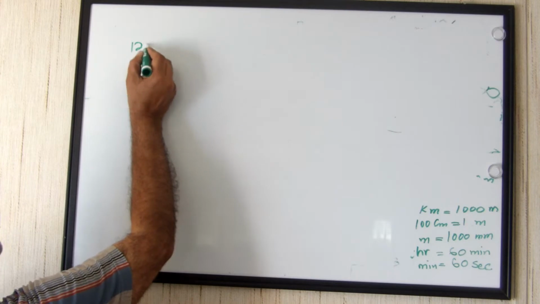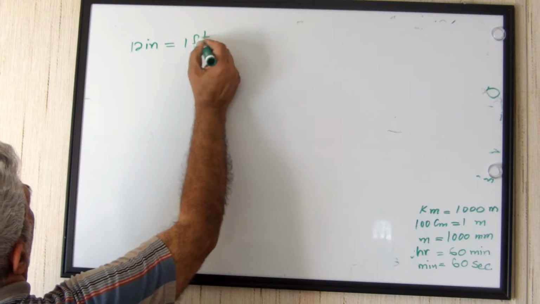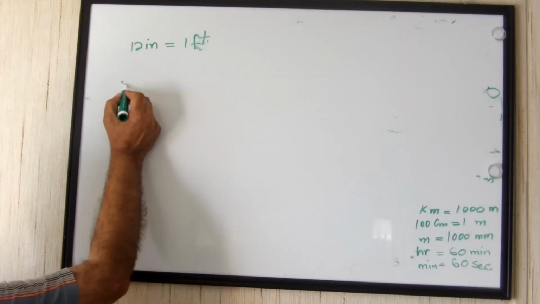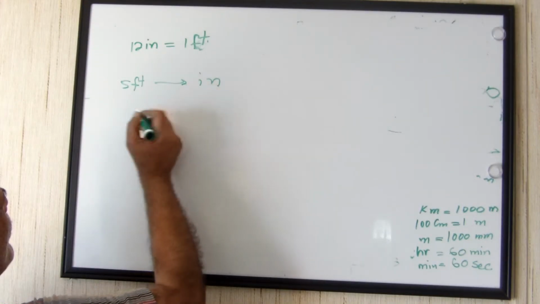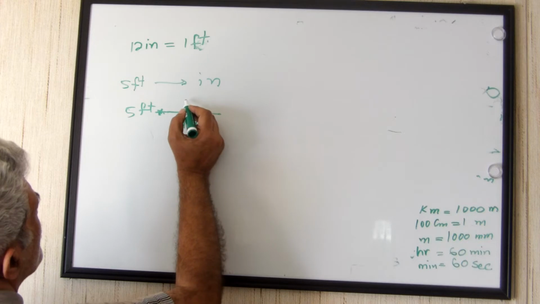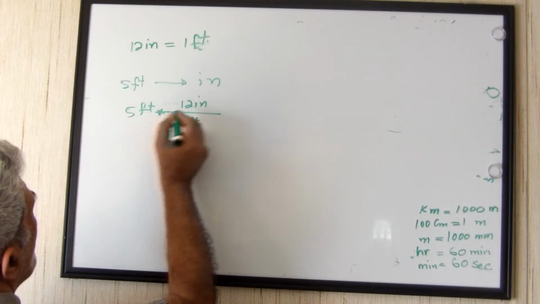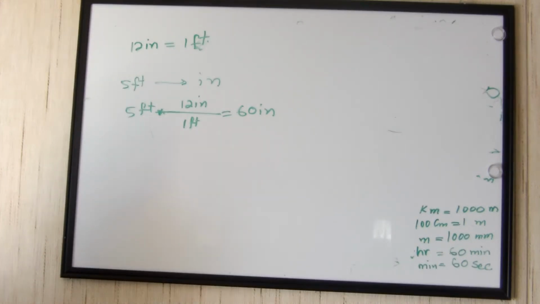If you want to change, one thing is, we say 12 inch is equal to 1 foot. So if you have 5 feet, to change it to inch, we say 5 feet multiply. 1 foot is going to be 12 inches. So there are 5 of them. It's going to be 60 inches then. 5 feet is going to be 60 inches. So we write this.